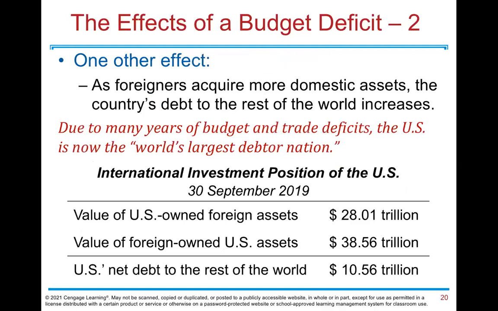Okay. So here we're going to see who owes who. Does the US owe the rest of the world? Does the rest of the world owe the US? And what we can see here is that the US owns 28 trillion of foreign assets, whereas the rest of the world owns 38 trillion of American assets. So if we subtract these two, we end up getting $10.5 trillion, and that's going to be US debt to the rest of the world. That means that the US owes about 10 trillion to the rest of the world rather than vice versa.